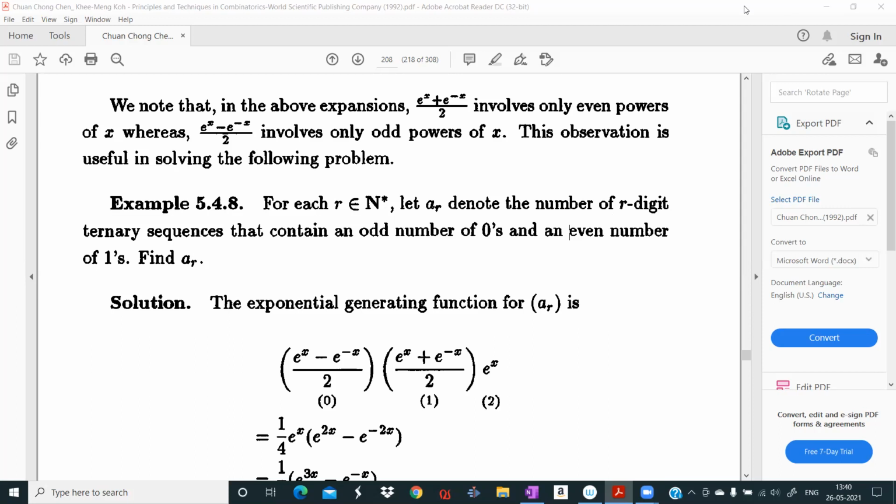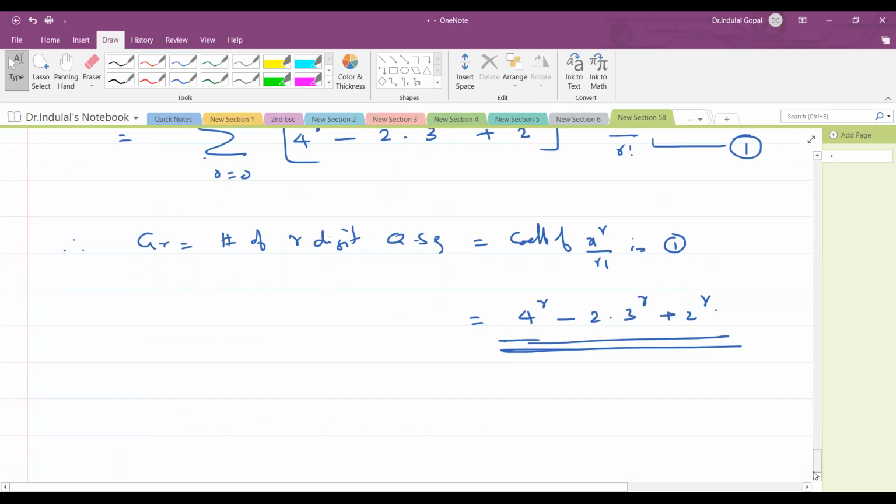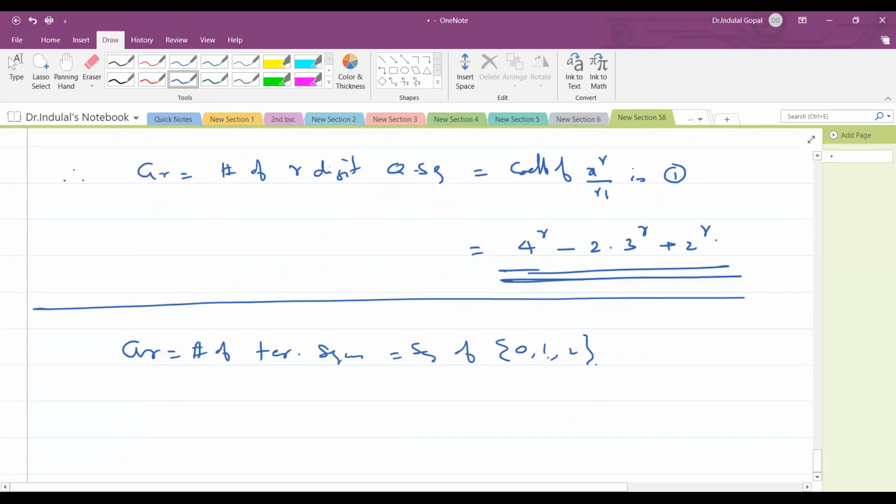Okay, how do we do this? The question asks for the number of ternary sequences. A_r is the number of ternary sequences, meaning sequences of 0, 1, 2, which contain an odd number of zeros and an even number of ones.